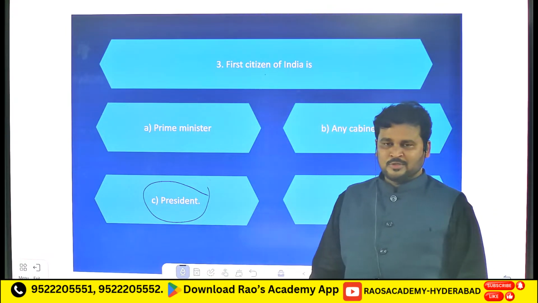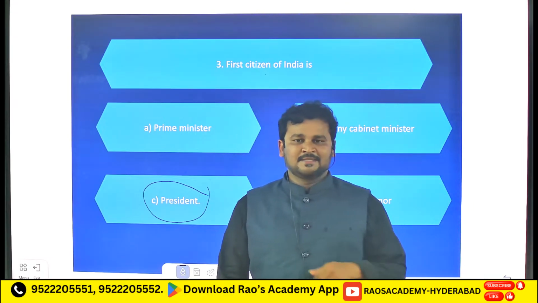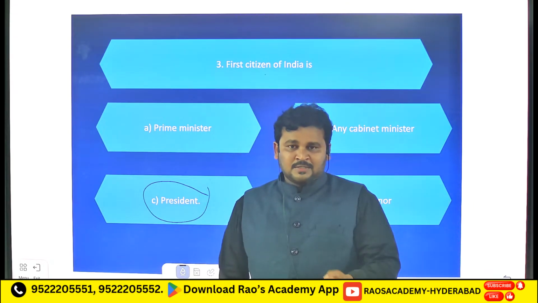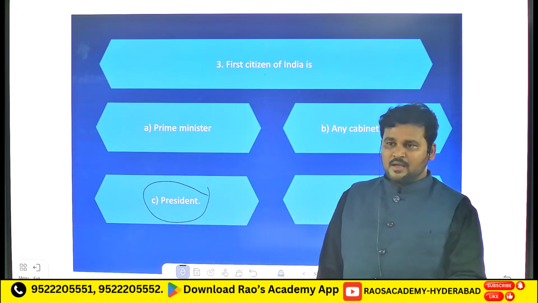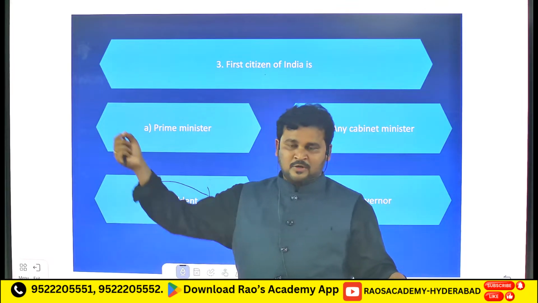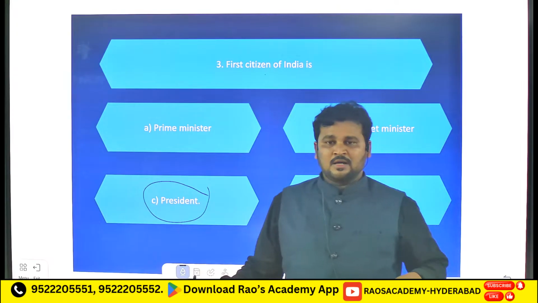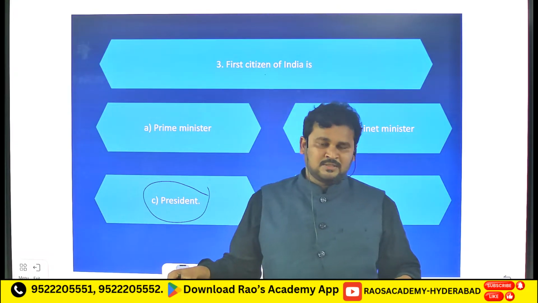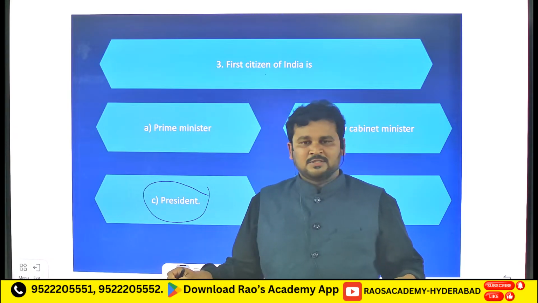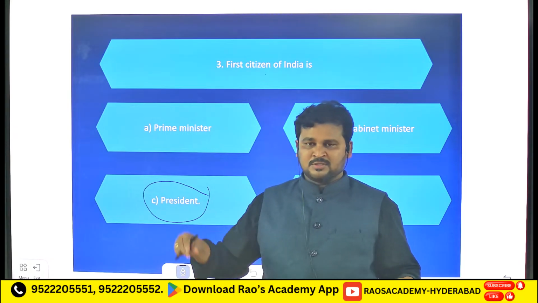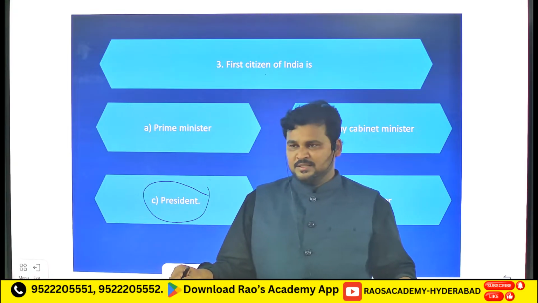Most of the students were getting confused between the Prime Minister and the President of India. So here the right answer is that the President of India is the first citizen of India. Clear? In a similar way, the Governor is the first citizen of a particular state. In a similar way, the District Magistrate or District Collector is the first citizen of the concerned district. In a similar way, the Tahsildar is the first citizen of the concerned Mandal. Clear? That's the thing.